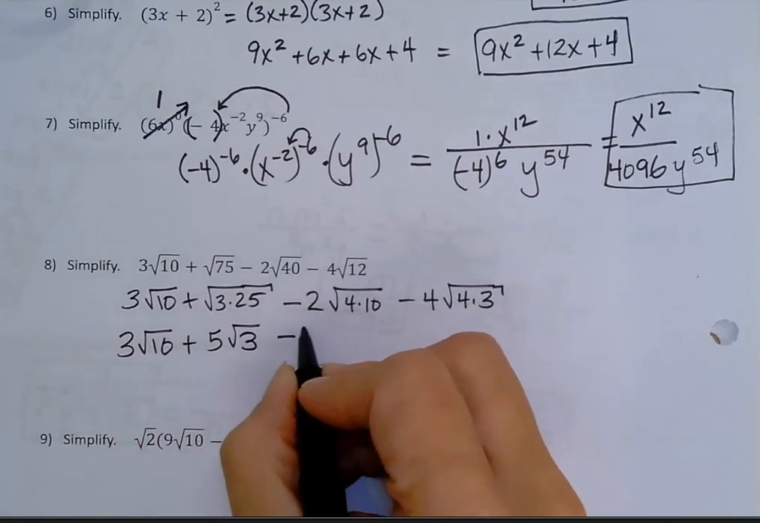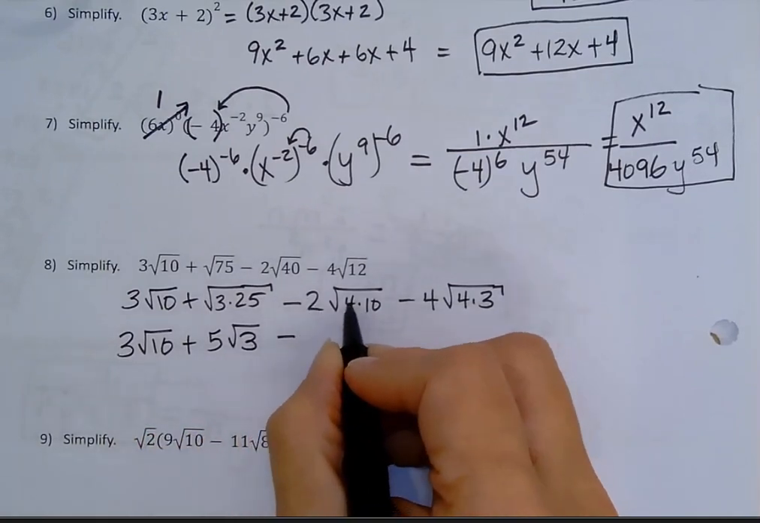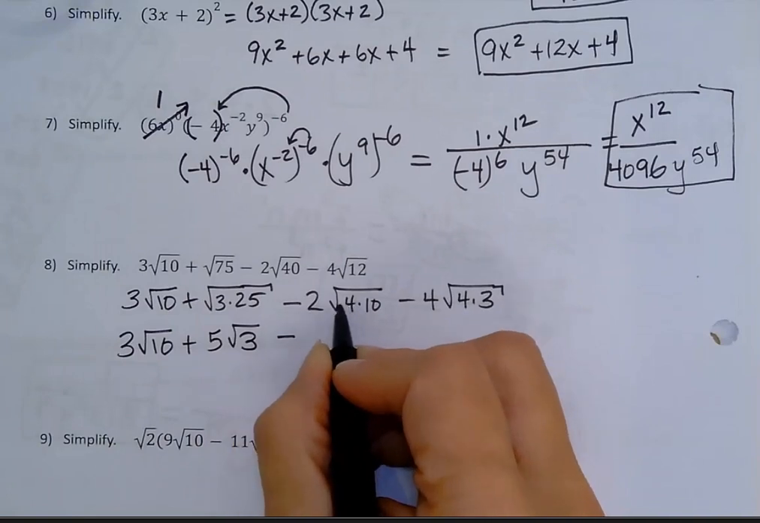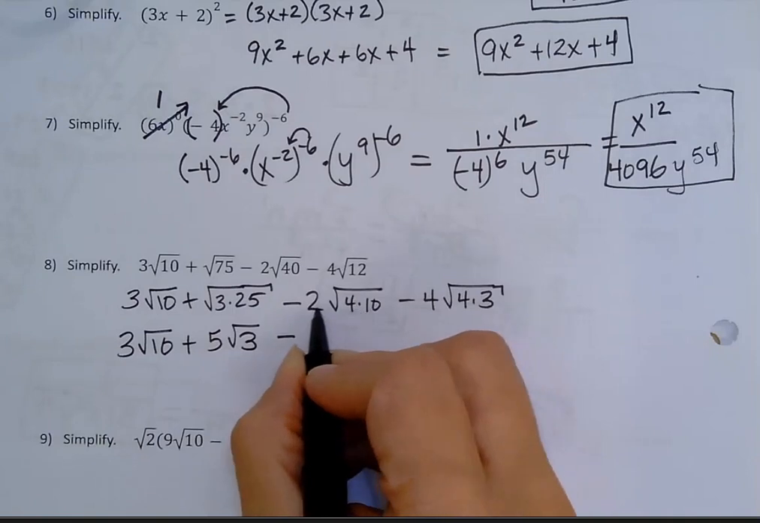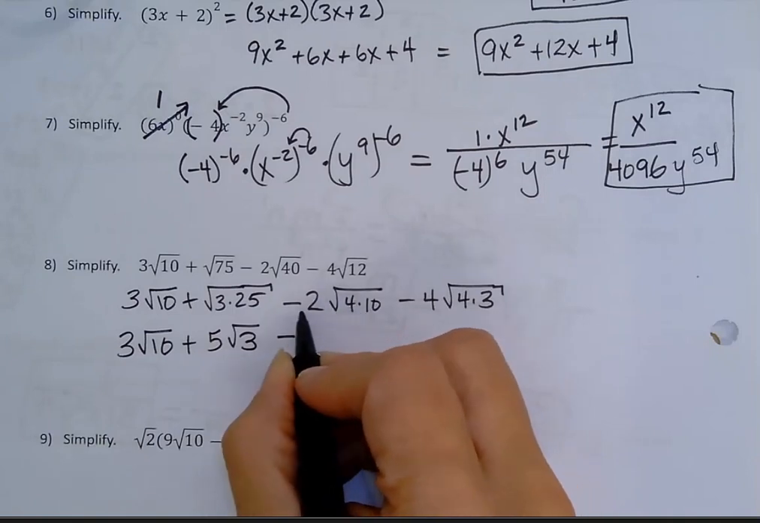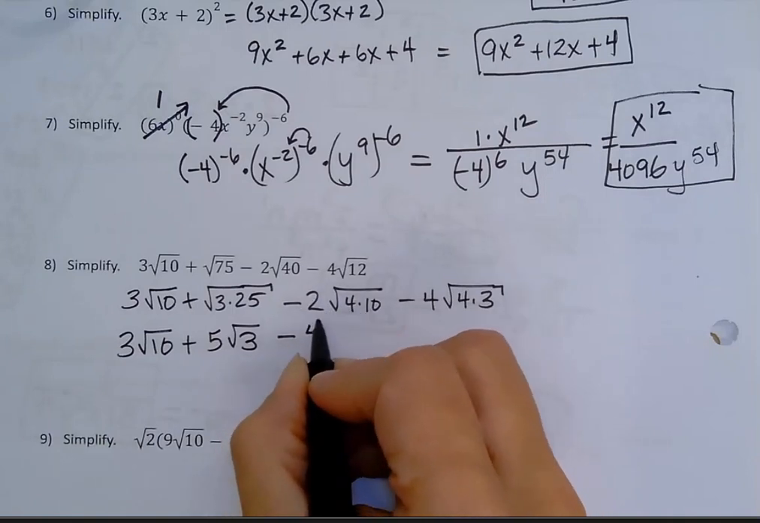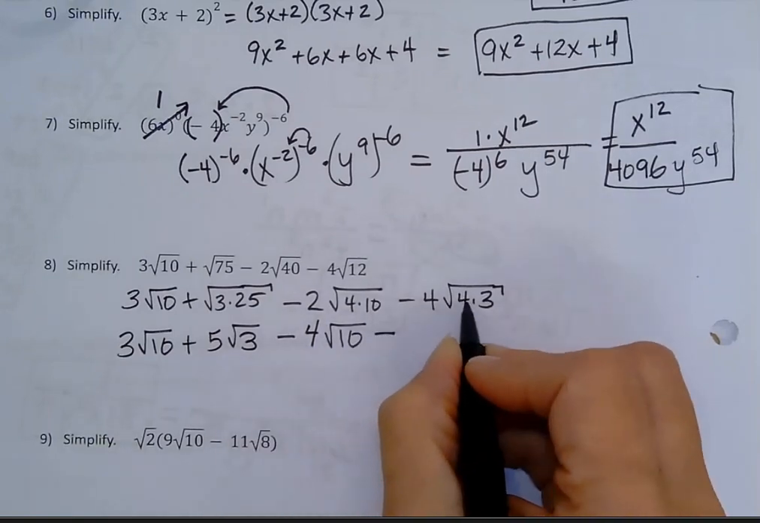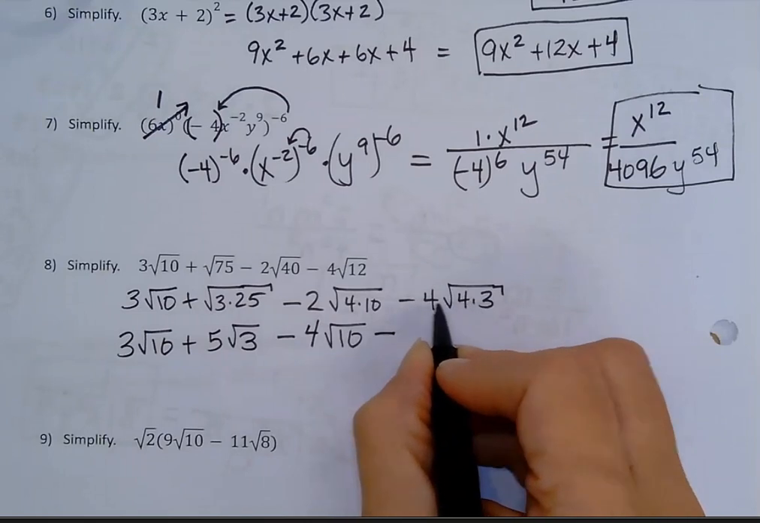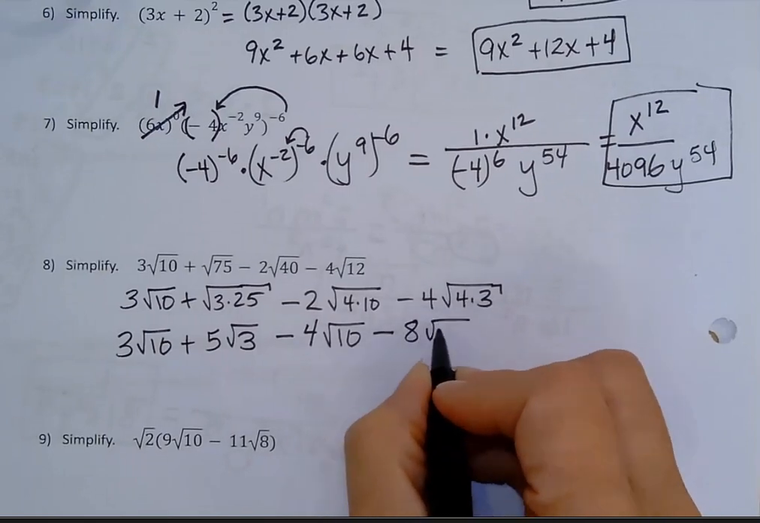Here, I already have 2, and I'm going to pull out 2. So 2 times the square root of 4 times 10 under the radical. It's going to pull the 2 out, so now I have negative 2 times 2 is negative 4 times the square root of 10. Minus, here I'm going to pull out the square root of 4, which is 2, so negative 4 times 2 is negative 8 times the square root of 3.